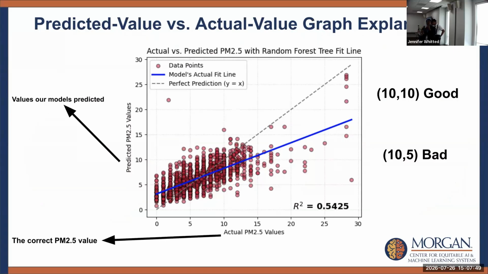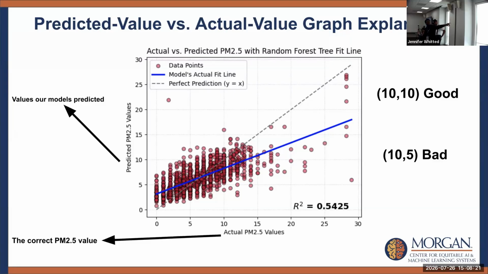That's kind of hard to understand intuitively, so we decided to graph it. Right here, we have a predicted value versus actual value graph. On our x-axis, we have the actual PM 2.5 values. On our y-axis, we have the value that our model predicted. What we want is one-to-one coordinates. So let's say we have a coordinate of 10, 10. That means when the actual value was 10, our model predicted 10. That's good. If we have something like 10, 5, that means the actual value was 10, and our model predicted 5. We do not want that.